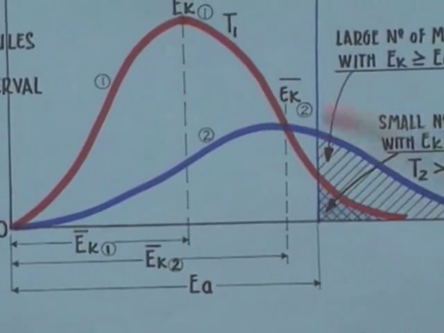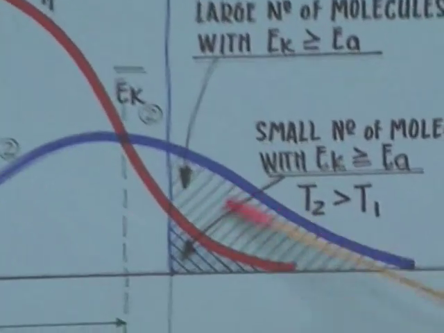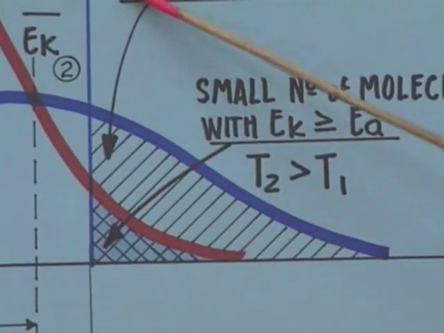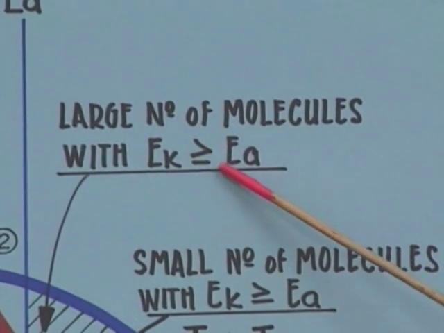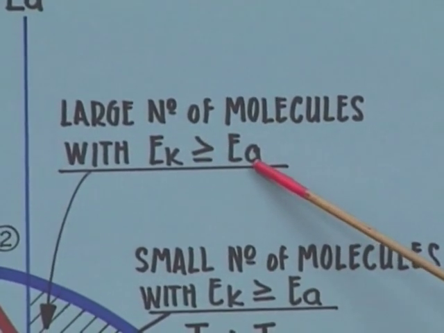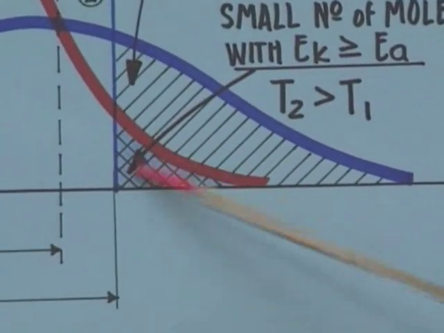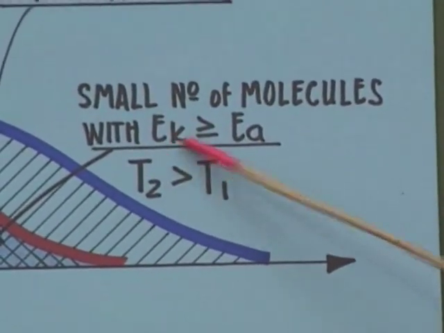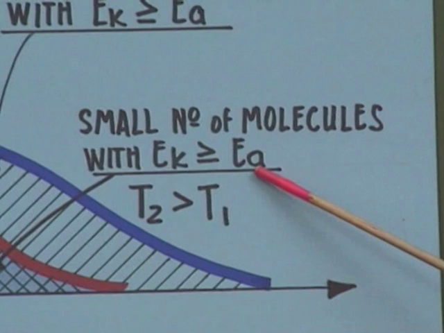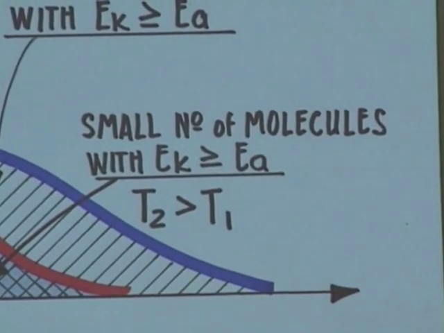This line shows the EA value. If I now look at the cross-hatched area beyond that line, we see that a large number of molecules will have kinetic energies greater than or equal to the activation energy at the higher temperature T2. And the small area here indicates that a small number of molecules will have kinetic energies greater than or equal to the activation energy, or EA, at the lower temperature T1.